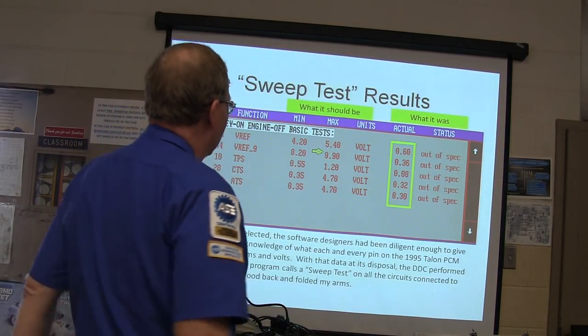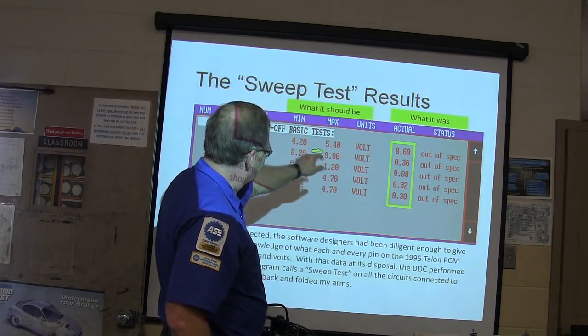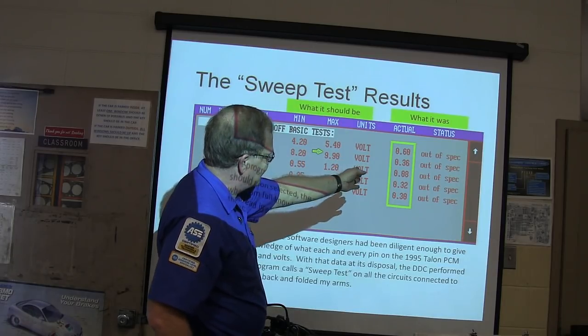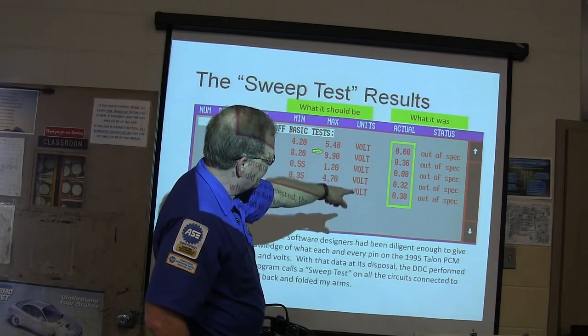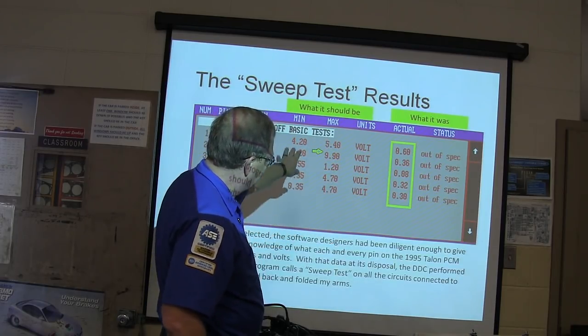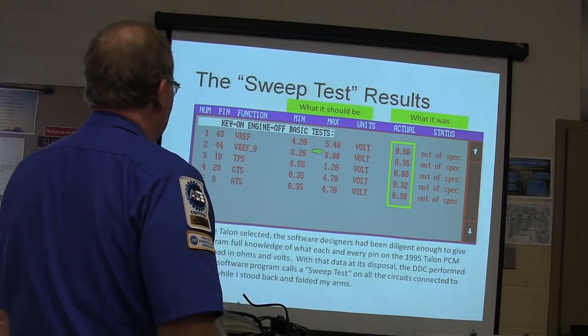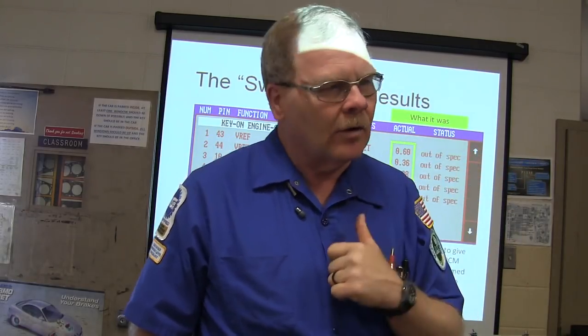You look at that. We wound up with what it should be: minimum, maximum, and units. See, which is voltage, 4.2 to 5 volts is what it's supposed to be. When it sees something outside of that, it lights up in red. Out of spec. See, I got almost no voltage anywhere over here. I'm supposed to have this. So I said, this is actually doing some work for me. Now I had an idea how I was going to find out why this doesn't have voltage, because that was the same issue I had before.